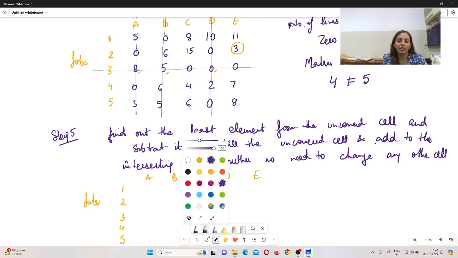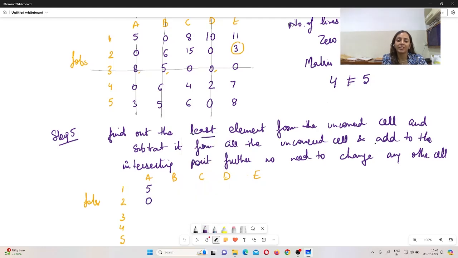Like the first one is under the line, so write it over there, only 5, 0. But 8 is an intersection point, so 8 plus 3 will be 11, right? 0 under the line, no need to change. 3 under the line, same as that. So 0, same again, it is under the line. 6 again. 5 is an intersection point. 5 plus 3, that will be 8. 6 under the line, and 5 remains the same.